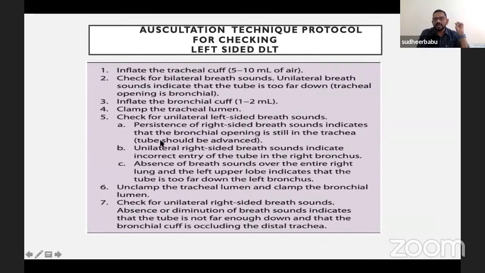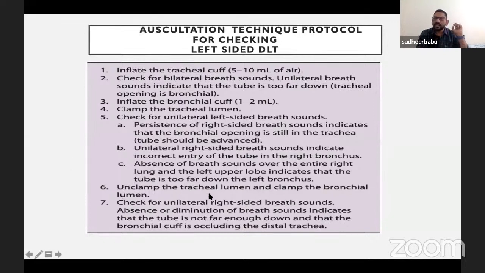If it is on the wrong side, you may be hearing sounds on the right side. If it is too much inside, even the left upper lobe you won't hear breath sounds, because it is too far into the left lower lobe bronchus. If it is too much outside, the bronchial cuff may be herniating into the carina, and it may be obstructing even the breath sounds on the right side.